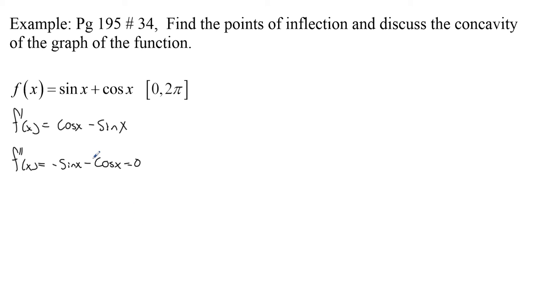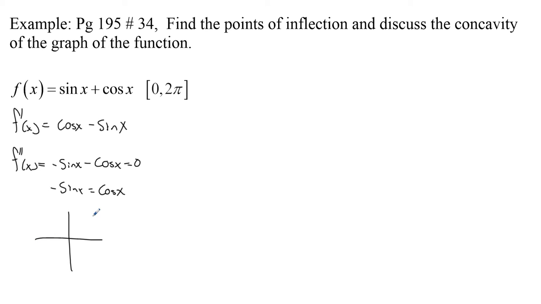Okay, well, how can I solve this? Well, we're going to have to kind of fudge this one a little bit. So what I'm going to do is I'm going to move this cosine to the opposite side. I'm going to say sine x is equal to cosine of x. So what values of x will the sine and the cosine be opposites of each other? One will be positive, one will be negative.